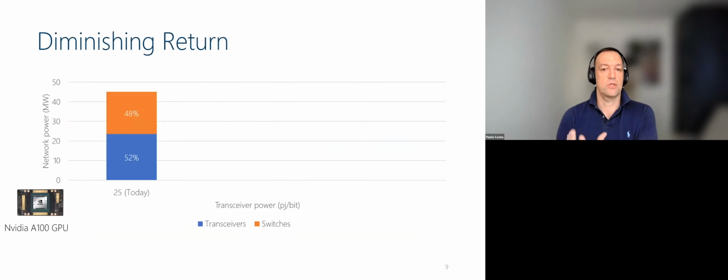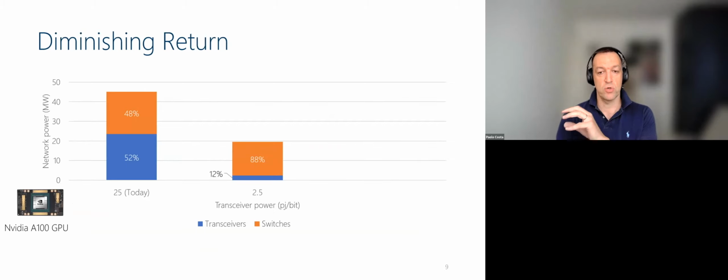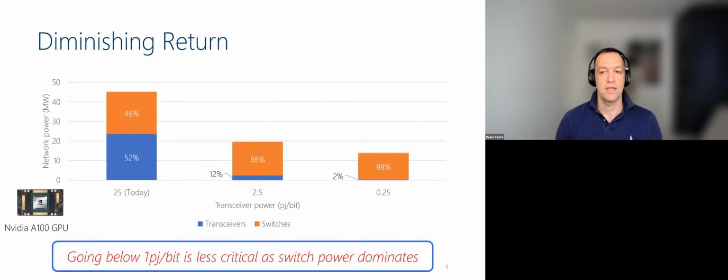Now, of course, this is great, because if we go back to our scenario, I'm just focusing on NVIDIA as an example, we see that as we go from today's 25 picojoules per bit to 2.5 picojoules per bit, we get a significant reduction in the amount of power. However, you probably start to see where I'm going: as we further reduce the transceiver power, there is a big elephant in the room. There is the switch power. After a certain point, just focusing on the transceiver power, you start getting diminishing returns.